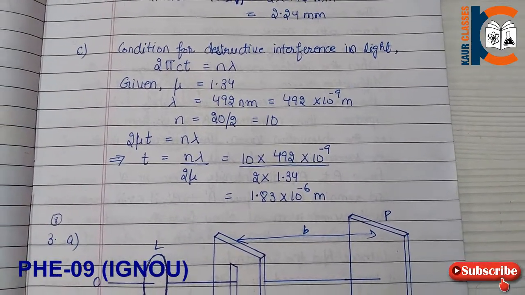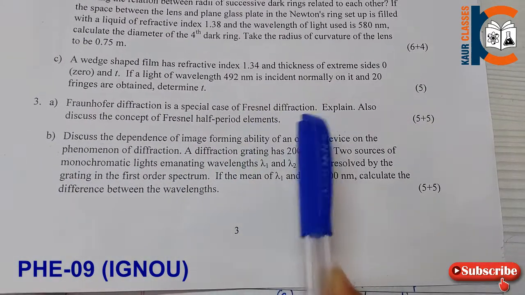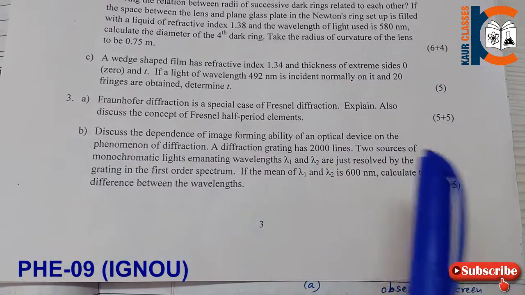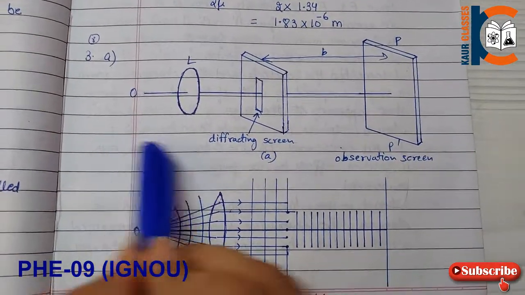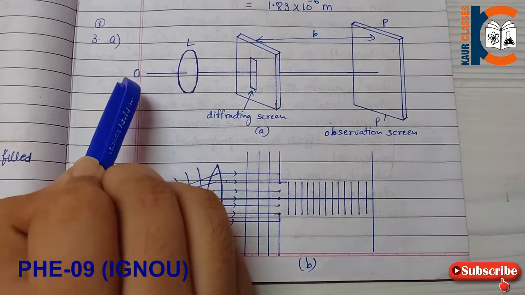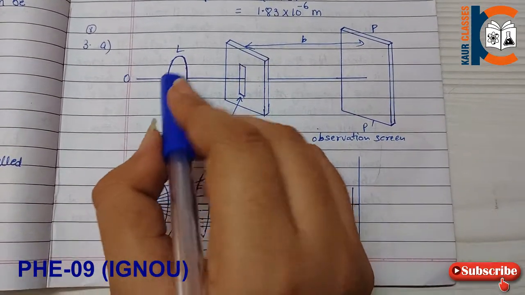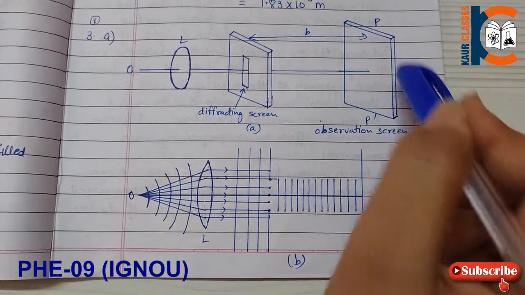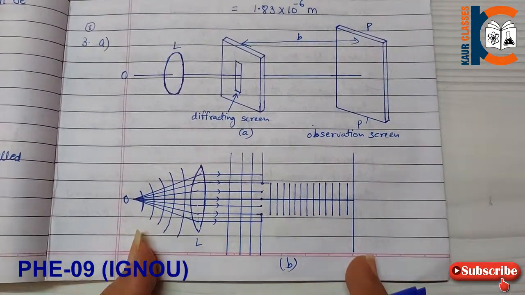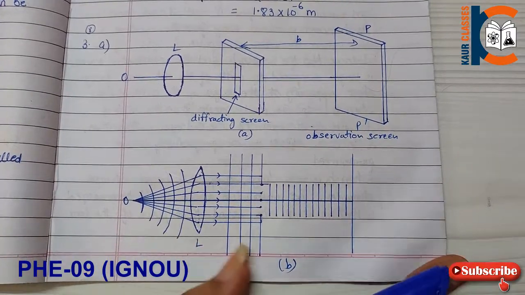Question number 3 part here: Fraunhofer diffraction is a special case of Fresnel diffraction. Explain, and discuss also the concept of Fresnel half period elements. We have a diagram in which this point is a focal point. This is the origin source point from where the waves are propagating through the lens. This is a converging lens. The wave fronts are observed at the observation screen after passing through the diffraction screen. What we observe on the screen is given by diagram B.